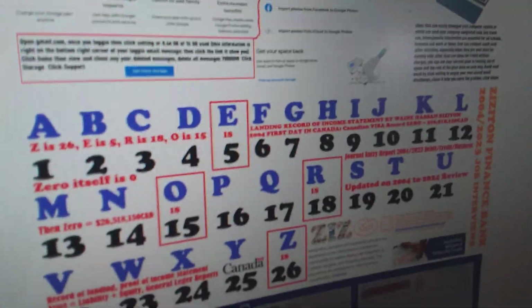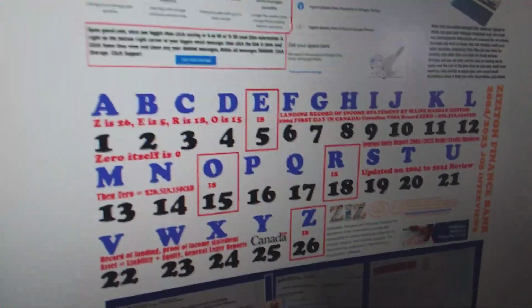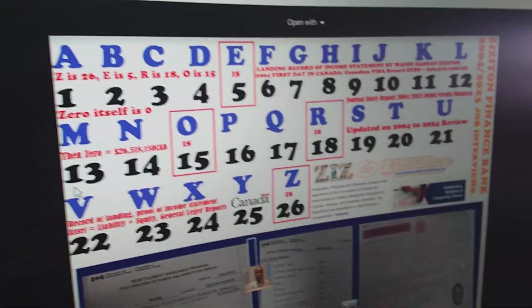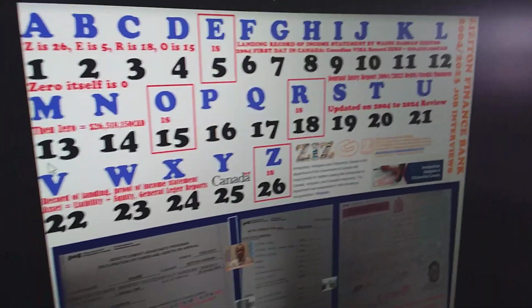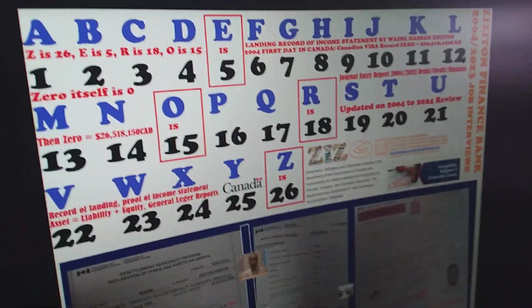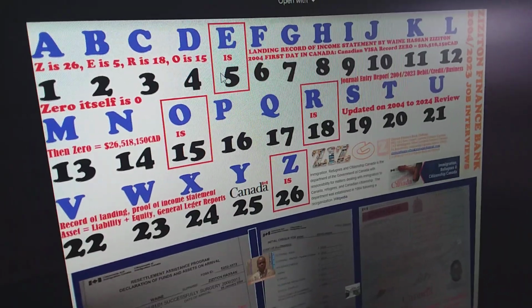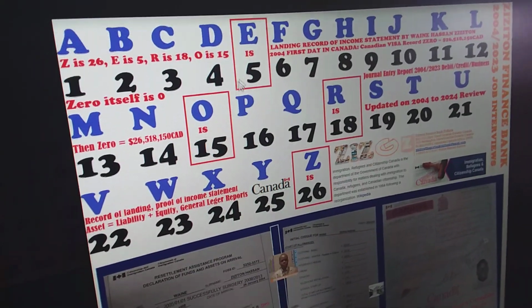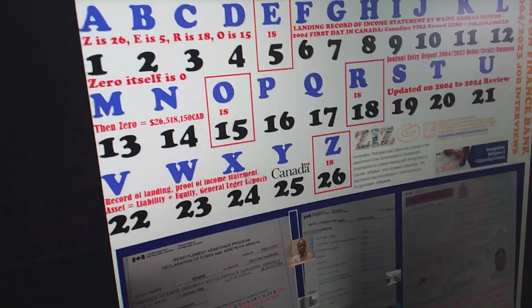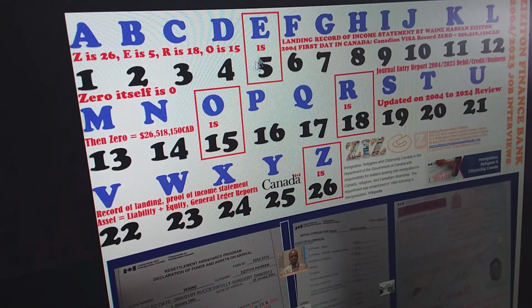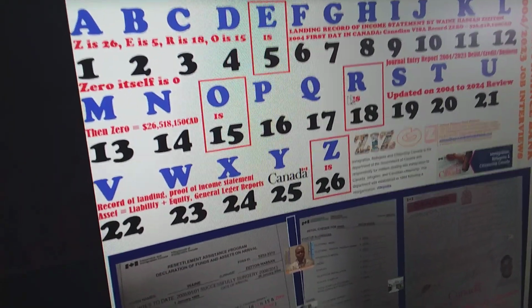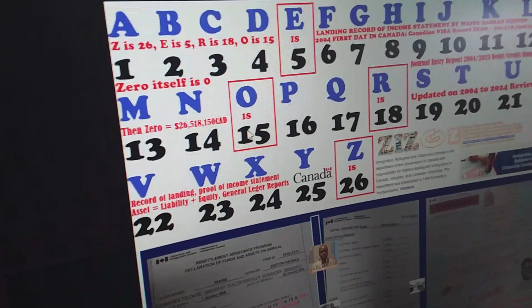Ladies and gentlemen, let's do a review of this particular area, because someone reported these videos and got some of them deleted. If we review the information and apply it, Z is 26, E is 5, R is 18, O is 15.